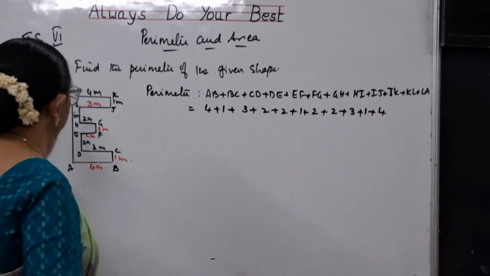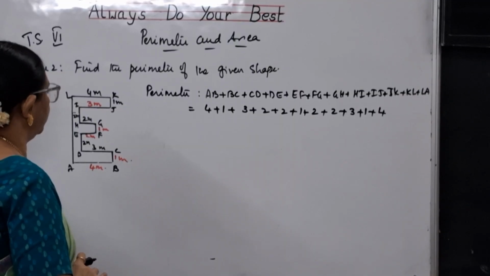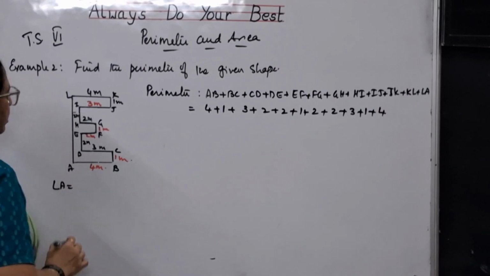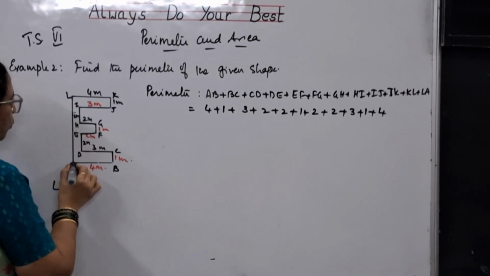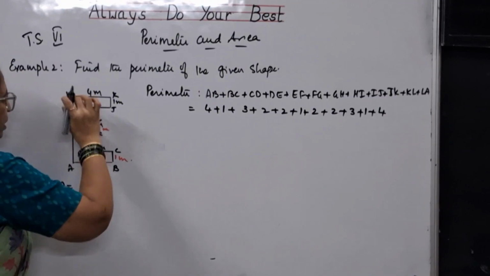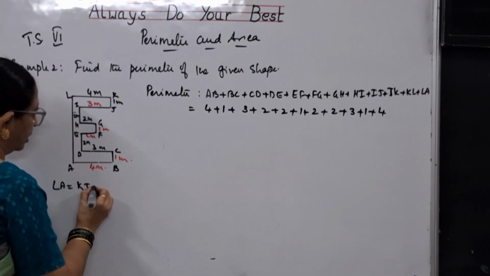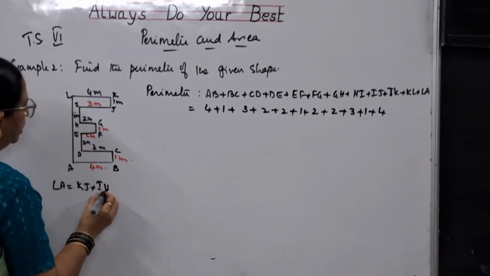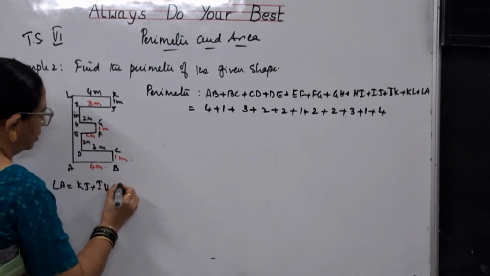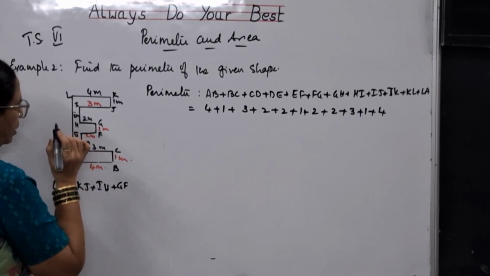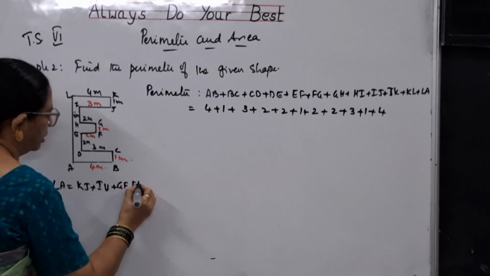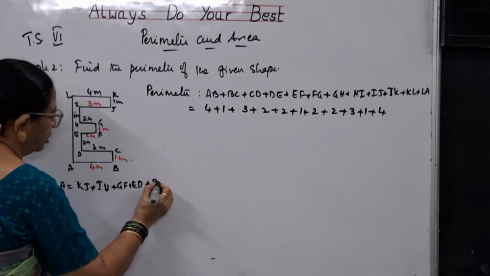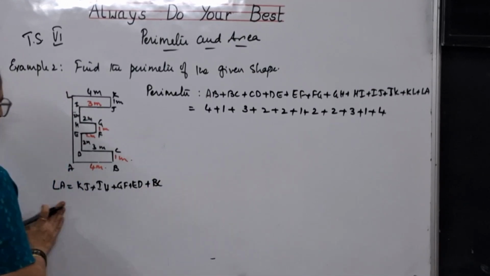But LA you want. How will you find out LA? So I'll be doing LA here, children. LA measure is nothing but, this whole measure means, KJ measure up to here you will be getting, IH measure up to here you will be getting, and GF measure up to here you will be getting, and ED measure that will give you up to here, and BC measure. This all if you add, you will be getting LA.